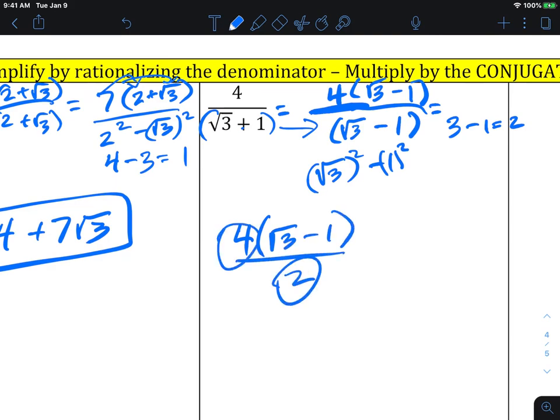And if the factors of now those two values are the same, or if we can find a common factor, we can simplify. Can 4 be divided by 2? It can be. So I have a 2 there that I'll distribute. And I'll get 2 radical 3 minus 2.